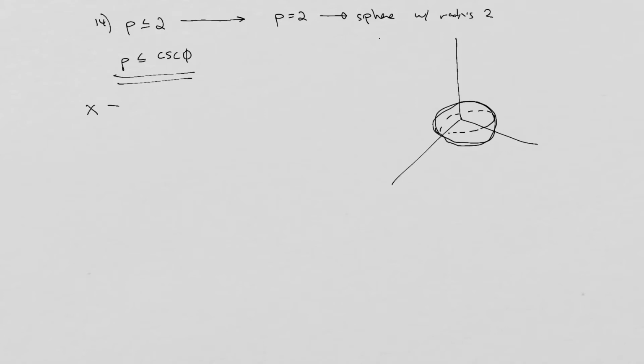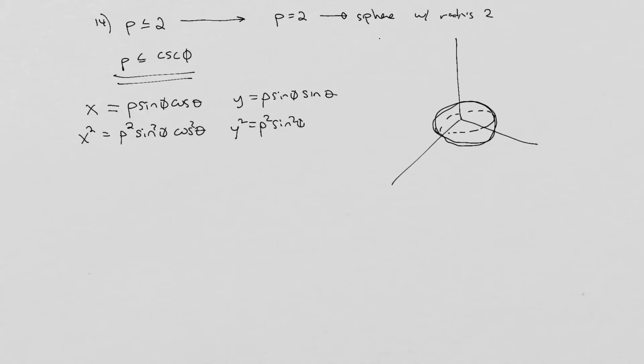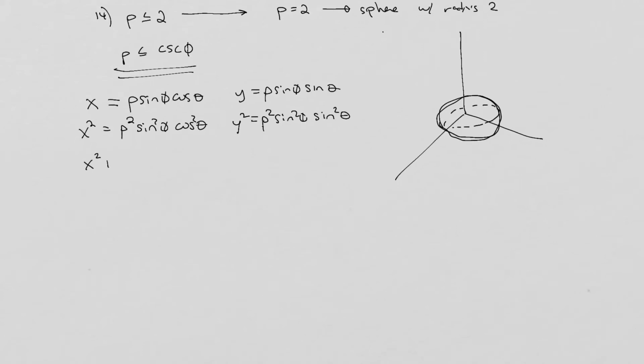Remember how we could substitute x out with rho sine phi cosine theta, and y could be subbed out with rho times sine phi sine theta? So x squared is rho squared sine squared phi cosine squared theta. Y squared is rho squared sine squared phi sine squared theta. Right. So if we add those two together, x squared plus y squared, I would get this thing.